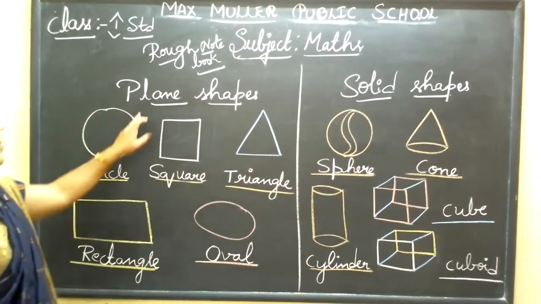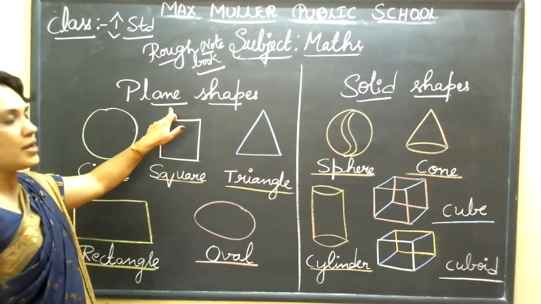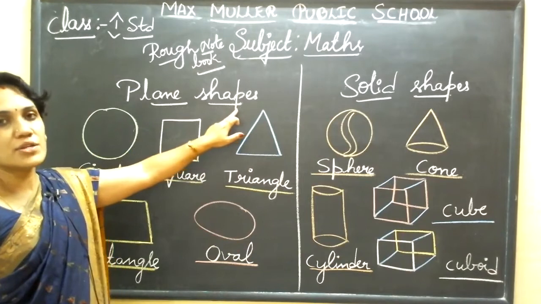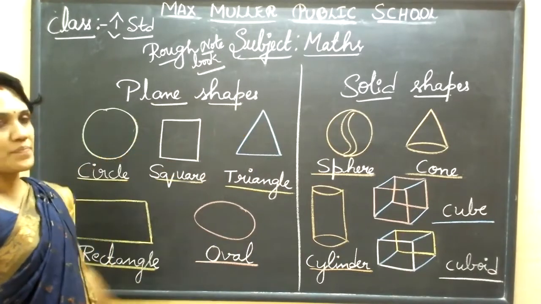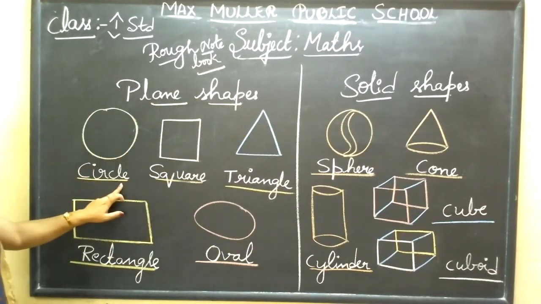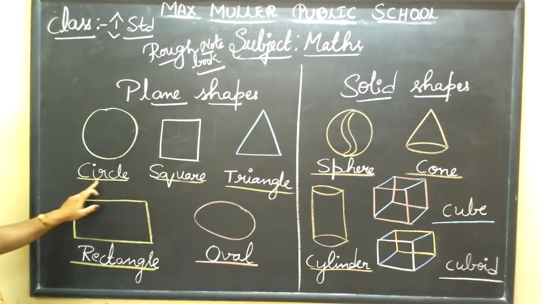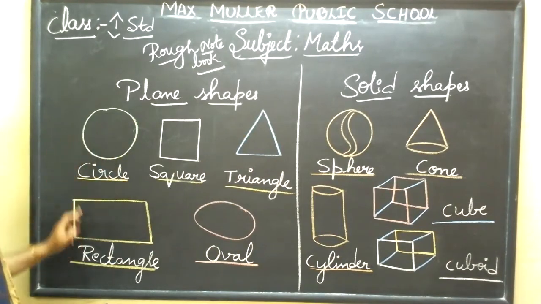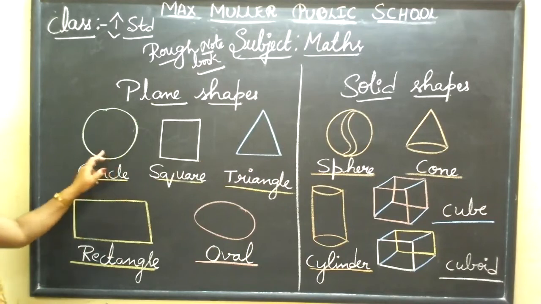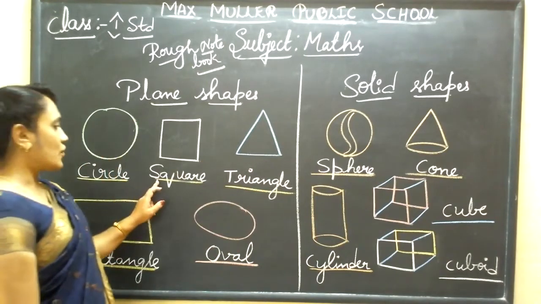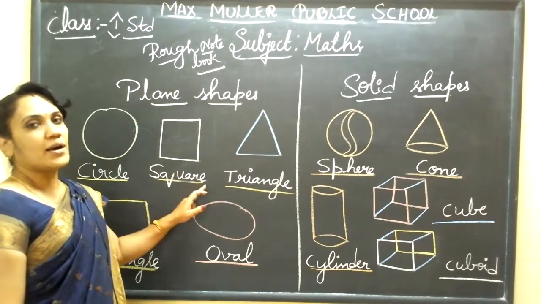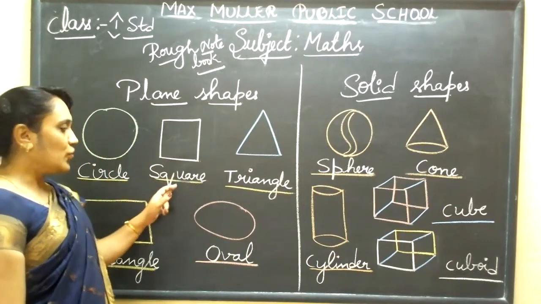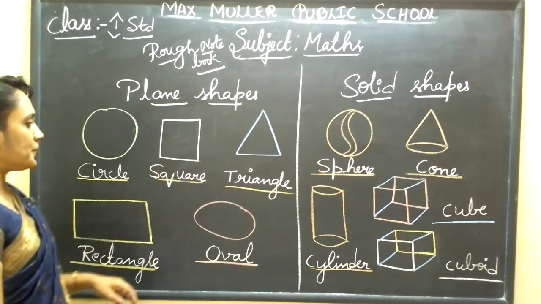Say. Plane, plane. Shapes, shapes, plane shapes. Circle, circle. Then square. Square, square.